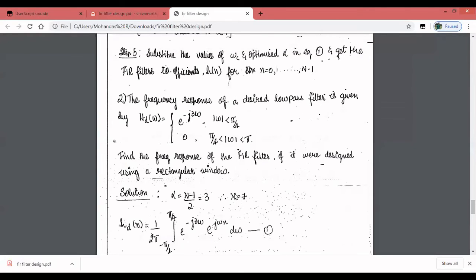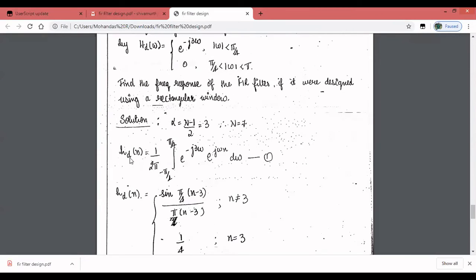What is the next thing? We know the function hd of n is given by 1 by 2 pi into the integral from minus pi by 4 to pi by 4 of e to the power of minus j 3 omega into e to the power of j omega n. So we know all those things. I'm directly substituting in the formula, that is sine of omega c into (n minus alpha) divided by pi into (n minus alpha). In that particular formula, I can directly substitute here.